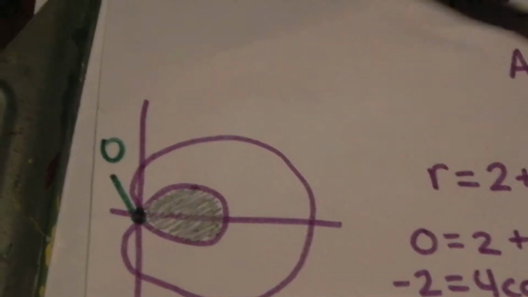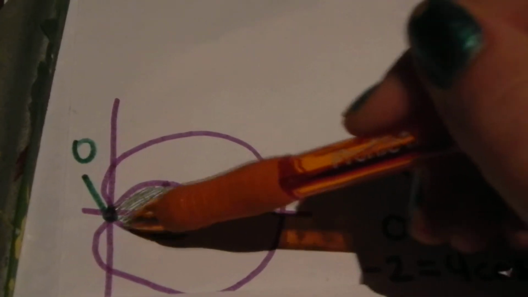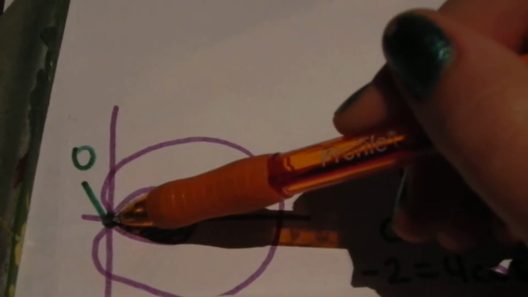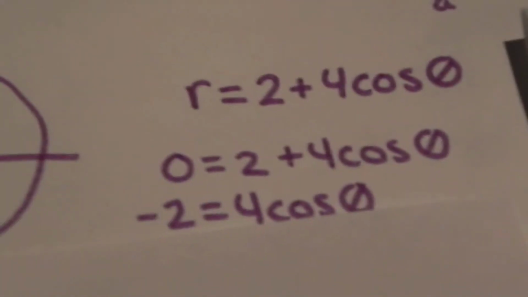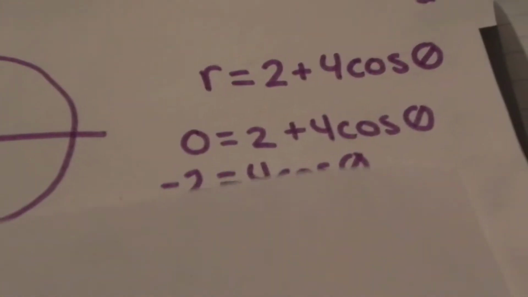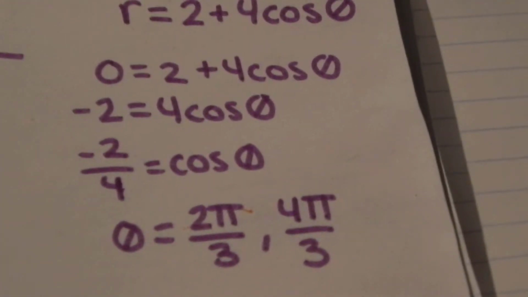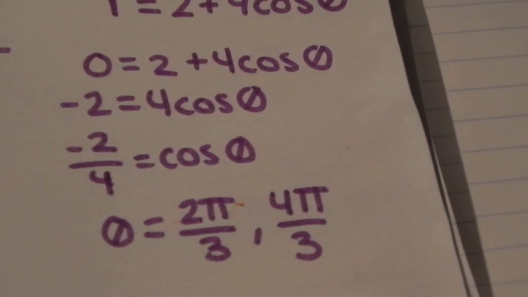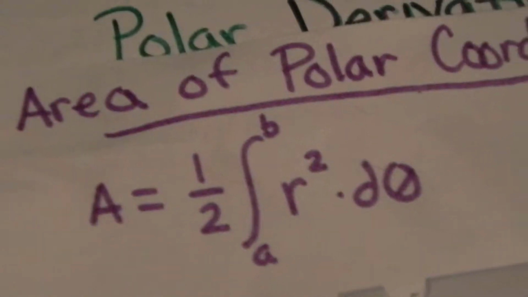Now, to find this, you need to find where the loop starts and stops, which is when r is equal to 0. So you set r equal to 0 to find theta, which gives us theta as 2 pi over 3 and 4 pi over 3. So you then put that into the formula, which would look like this.